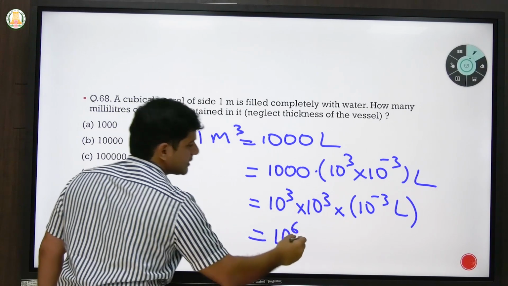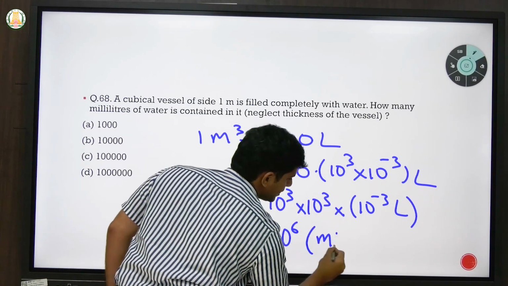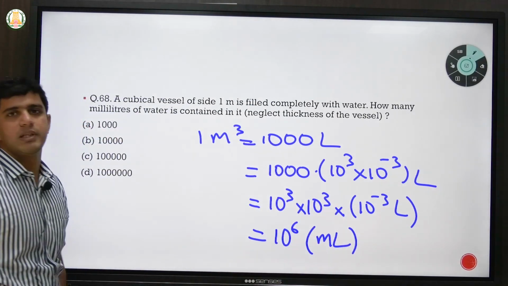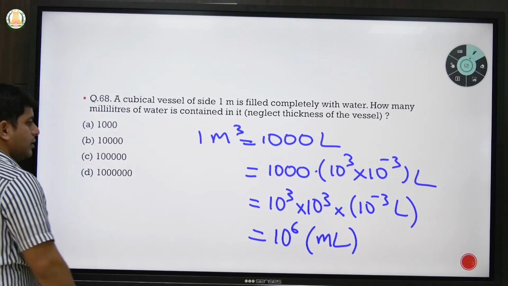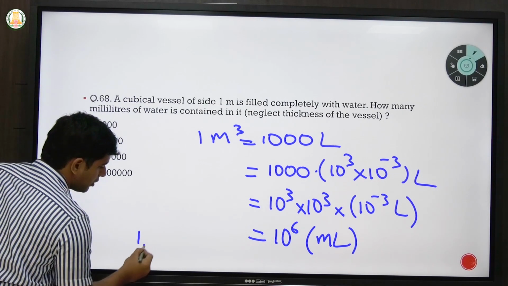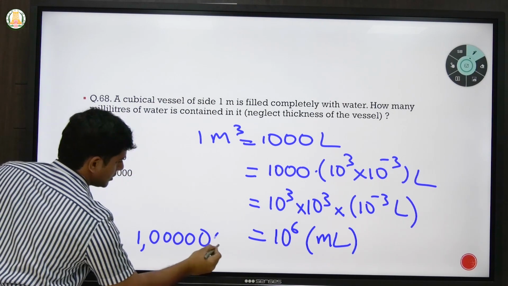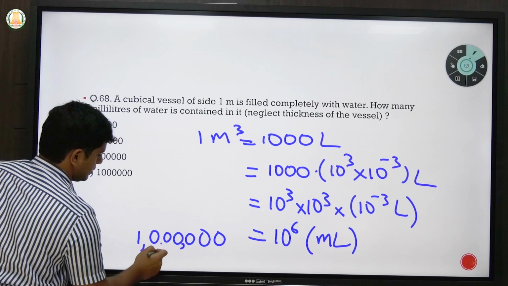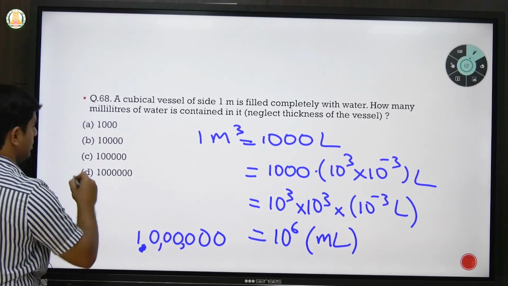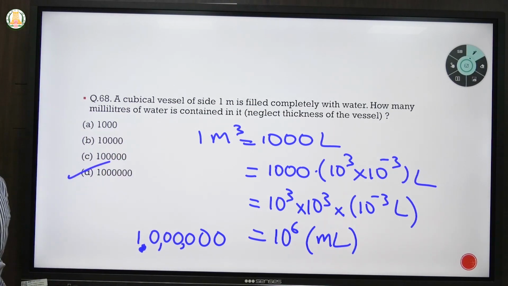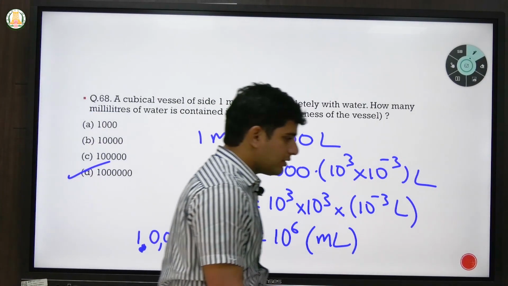And we know 10 power minus 3 is milli. We have just seen in the table. So 10 power 6 milliliters. So 10 power 6 is 1 followed by 6 zeros. Okay, this you remove, it will be 10. So answer will be this, option D. Okay, it's a basic calculation, simple calculation.